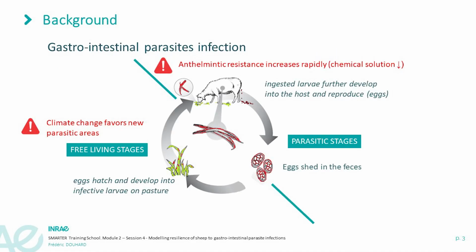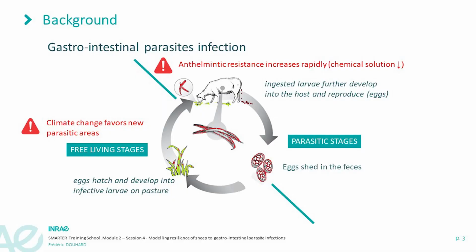Here is our issue. It's a gastrointestinal parasite infection. As you may know, this is a big problem for sheep production. Basically, we have two stages: free living stages on the pasture, where the eggs hatch and develop. Then the sheep ingest the eggs, and they get parasitized. This is where you can observe a production loss and even the death of the sheep. Then the sheep also shed the eggs in the feces, and this starts over a new cycle.